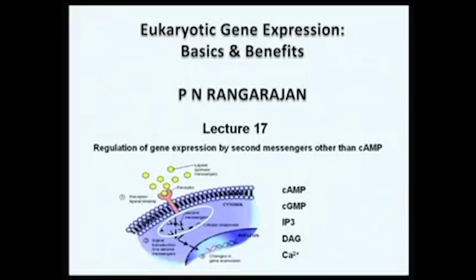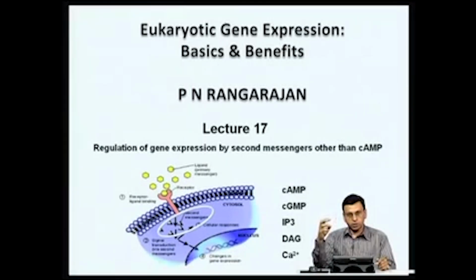We will continue our lecture series on the regulation of eukaryotic gene expression, and in the last two lectures we have been trying to understand how molecules which either interact with membrane receptors, or which enter into the cell and interact with soluble receptors, ultimately transduce signals to the nucleus, leading to alteration of gene expression.